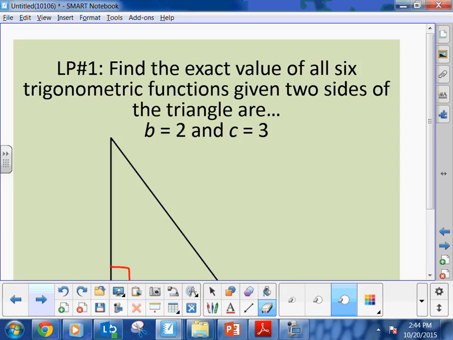We have 2 sides of the triangle, 2 and 3. So draw that, and also go ahead and please draw a triangle.